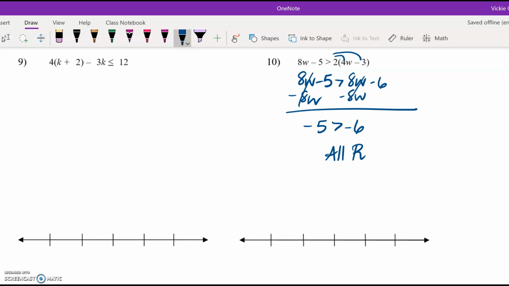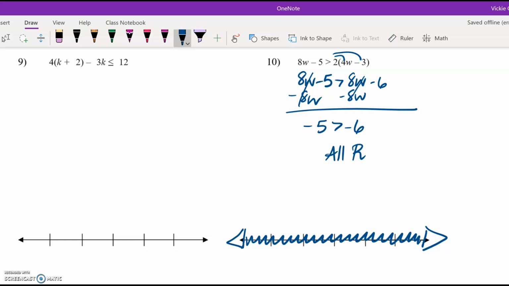How does that look on a graph? Well, that looks like you are taking your whole number line and shading it. And you are putting arrows at both ends because anything you put in there is going to make that true. And it's not even really necessary to number the number line because it just means it's all real solutions.